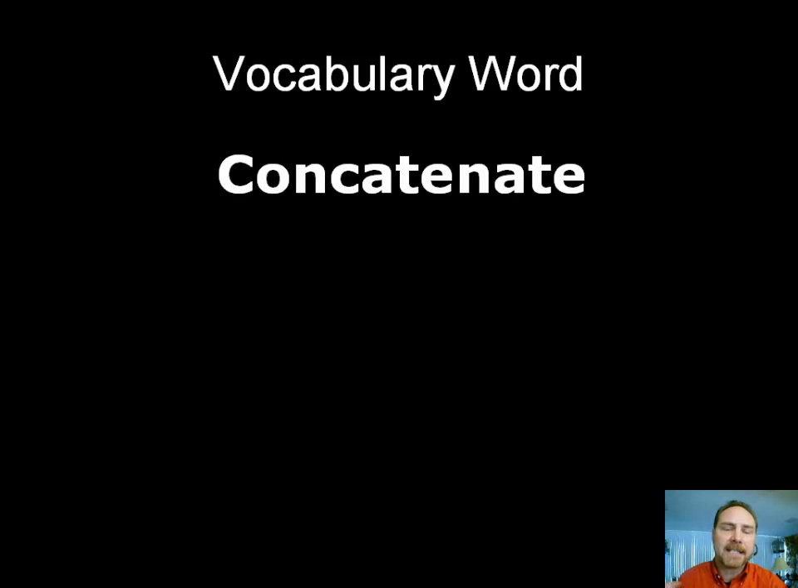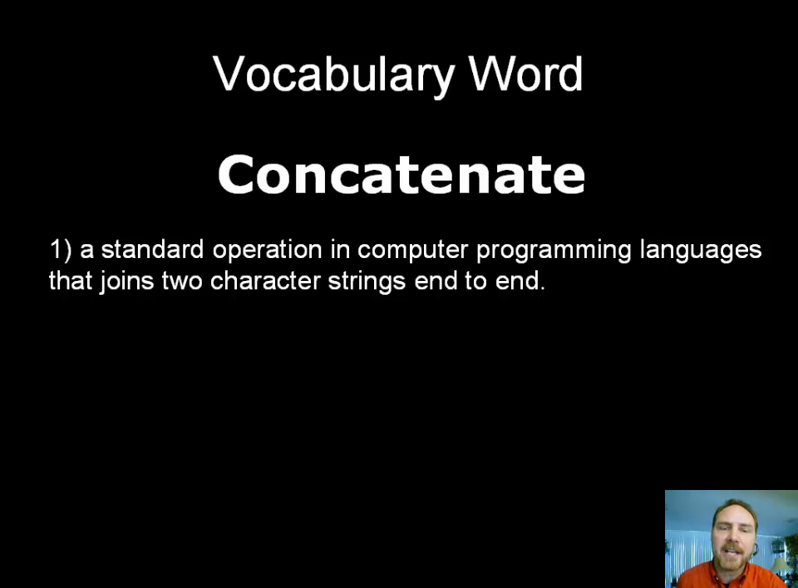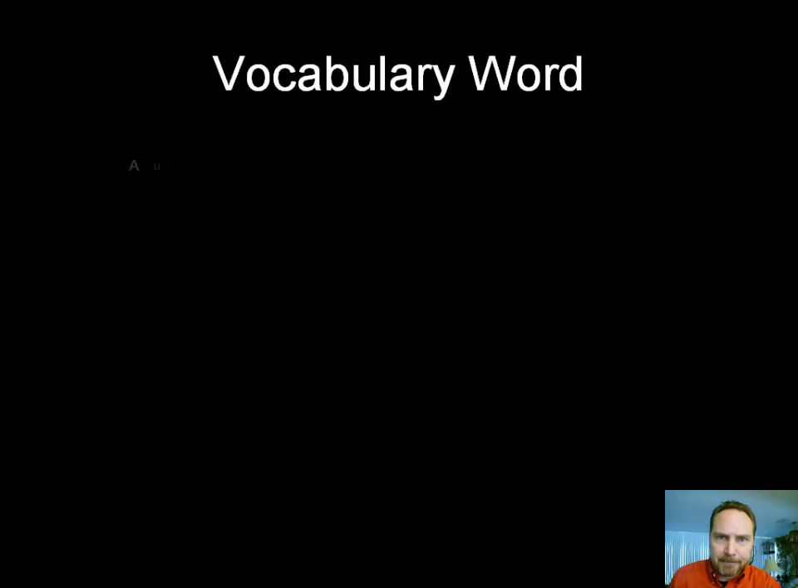So again, concatenate, C-O-N-C-A-T-E-N-A-T-E, and it's defined as a standard operation in computer programming languages that joins two character strings end to end. Well, there you have it. That concludes our lesson. You now know how to write, spell, and define correctly the word concatenate.